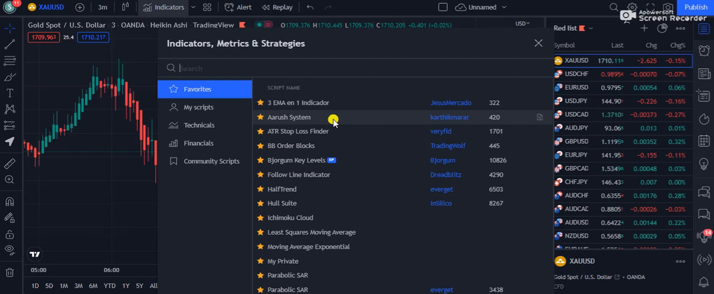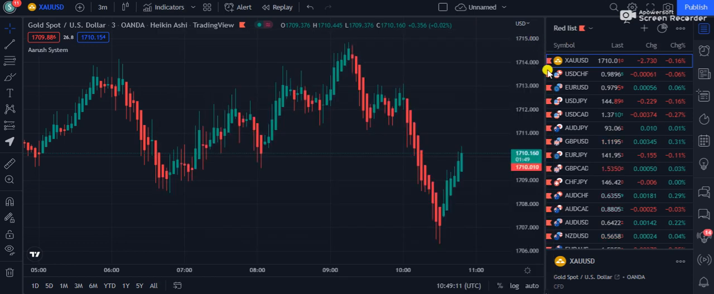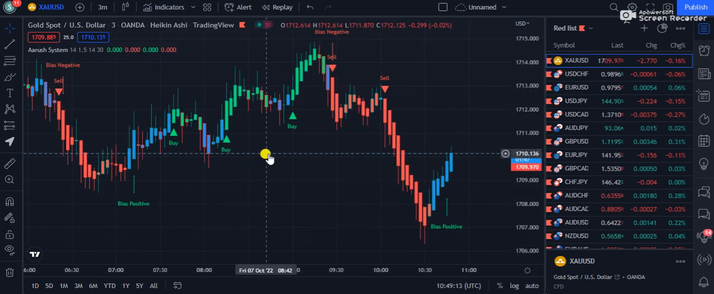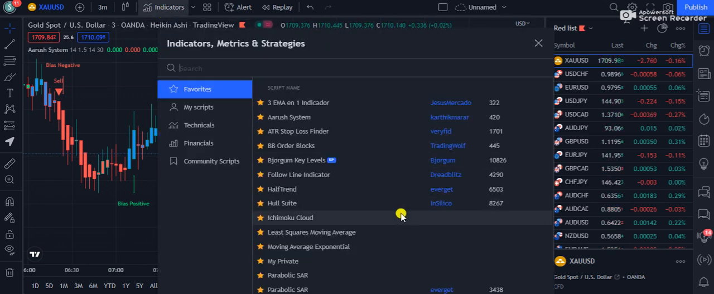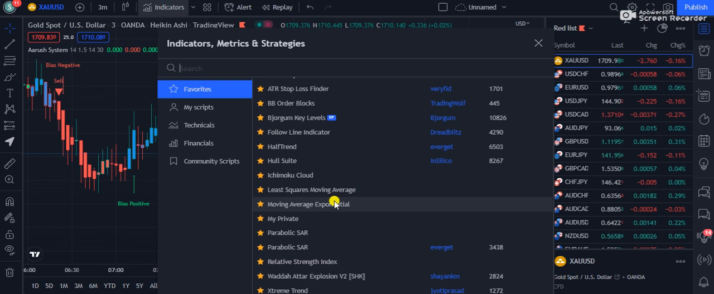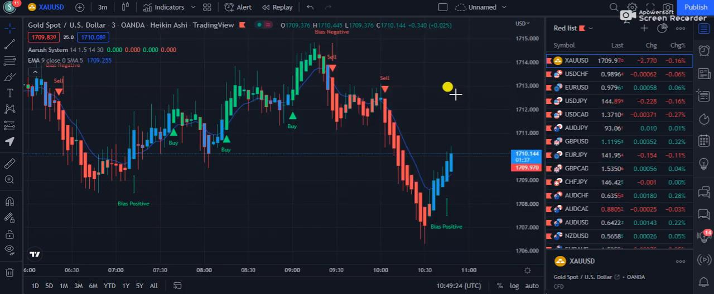So the first indicator that we are going to use today is the Arush system, and that is by Karthik Marar. Okay, then 420 traders are using this system. So if I attach the system on my screen, it has a basic look like this. Okay, the second indicator that I am going to use with this strategy is the exponential moving average, right? You can see a blue line has appeared on my screen.